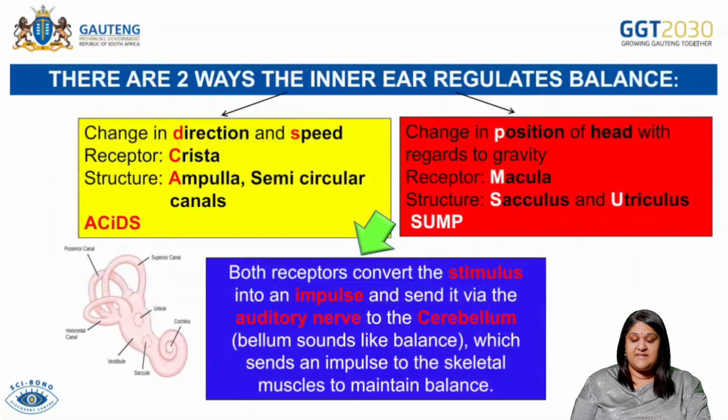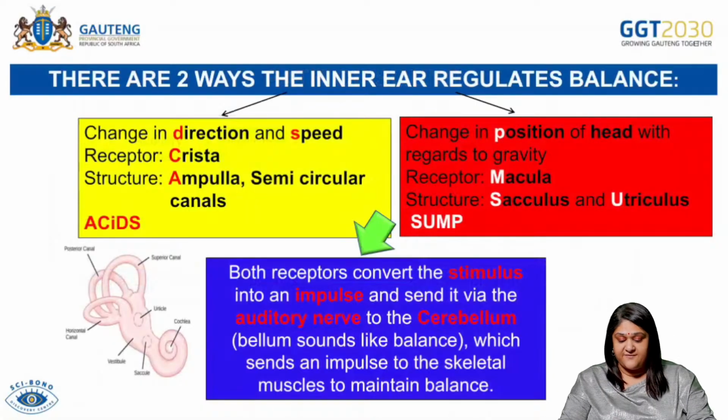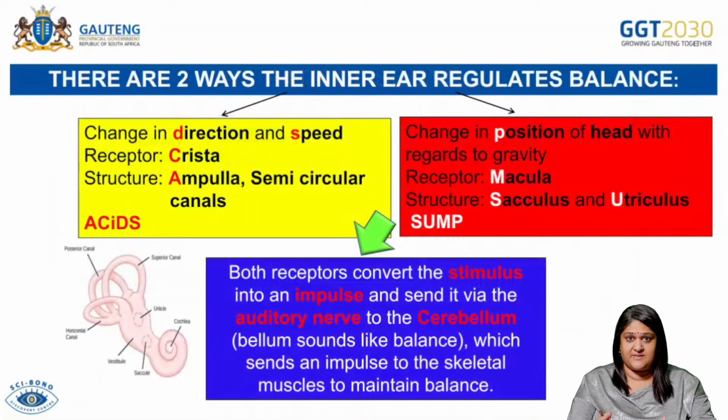There are 2 ways the inner ear regulates balance. Okay, now this question, they also love to ask it, usually 5 marks. Learners lose marks, and I don't understand why. Okay, let's quickly look at it. So, there are also receptors here. But now, the only difference here is that there are 2 different receptors. And the receptors are both responsible for balance, but the stimulus is a little bit different.